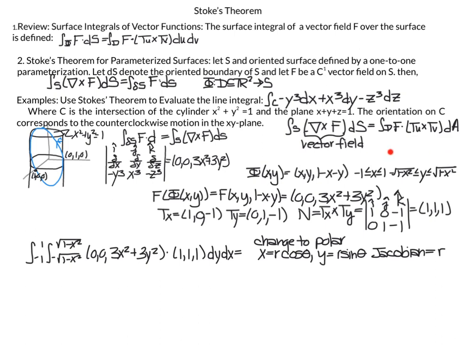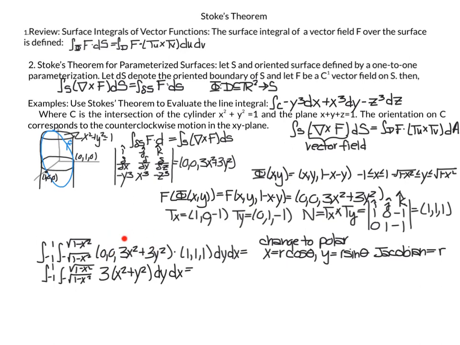I have my limits of integration here given by my parameterization. So x on the outside will go from -1 to 1, and y will go from negative square root of 1 minus x squared to positive square root of 1 minus x squared. Then I need to put in my f composed with my phi, which is equal to 0, 0, 3x squared plus 3y squared, dotted with my normal vector, which is 1, 1, 1.